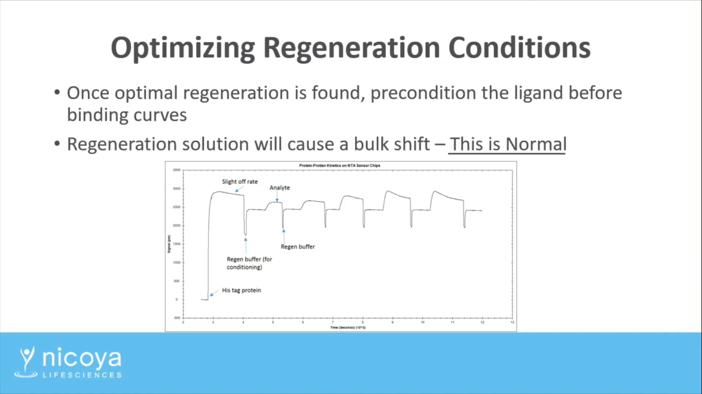Now, one thing to note with this is that our regeneration solution is going to cause a bulk shift, as this solution will differ from your running buffer, which will cause that buffer mismatch. And this is completely normal.